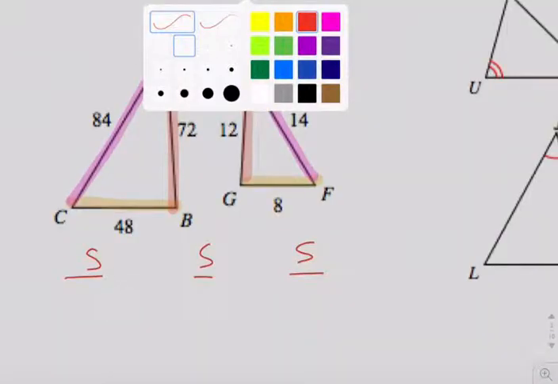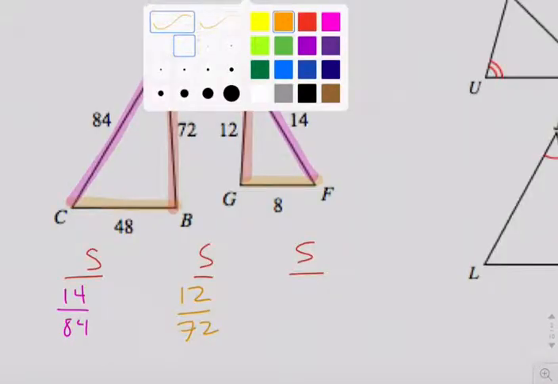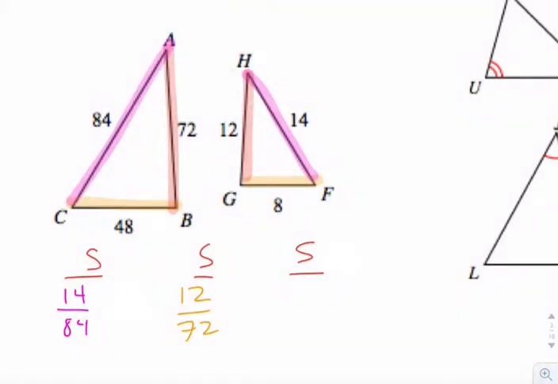So the reason we're identifying that right off the bat is because it gives us something to actually start testing. And so if this was similar, all these proportions would be the same. So we could say 14 over 84 has to match 12 over 72, has to match, I don't know a color for this, let's use yellow, whatever, 8 over 48.